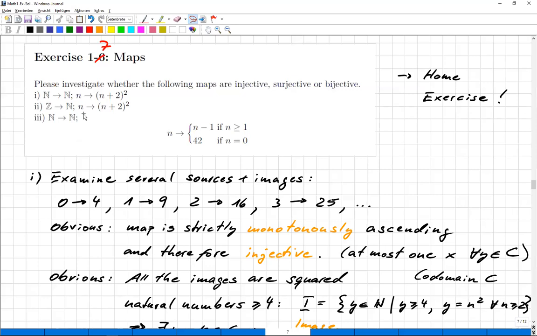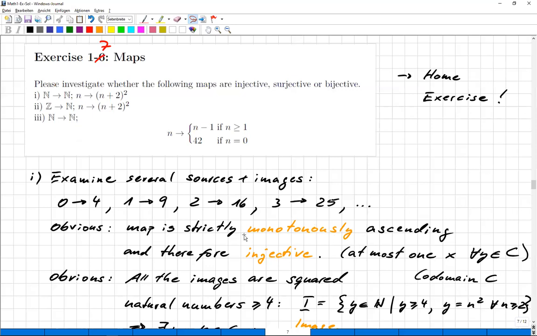Also 0 is missing on the right-hand side, but that's no problem. We have another problem. It's quite obvious, and that's why I just write it down here. It's obvious that this map is strictly monotonously ascending. That's not a problem now; you could say that's a positive aspect.